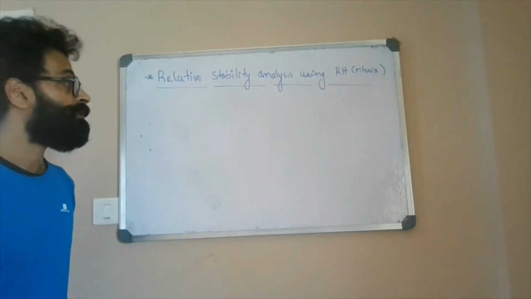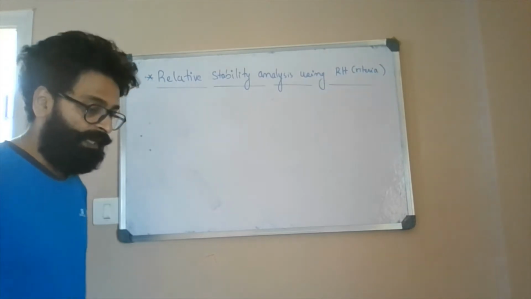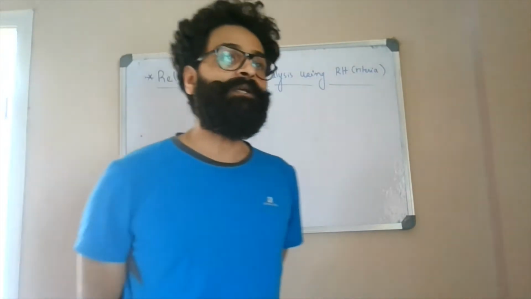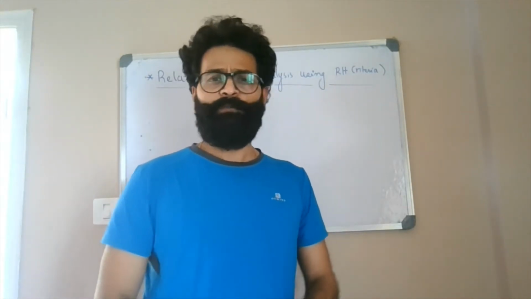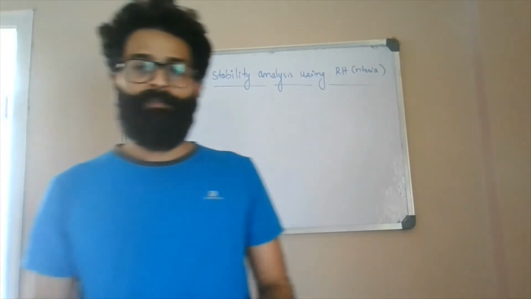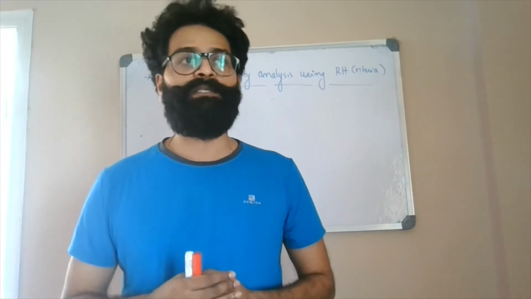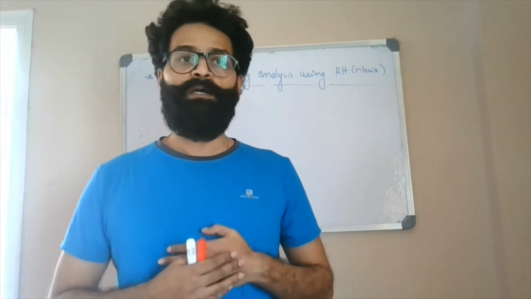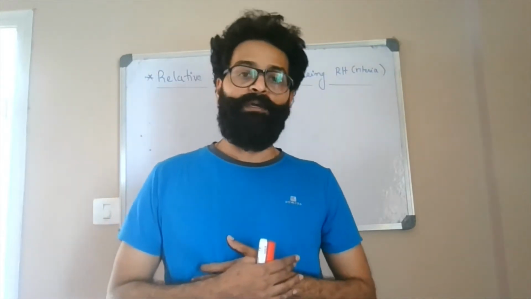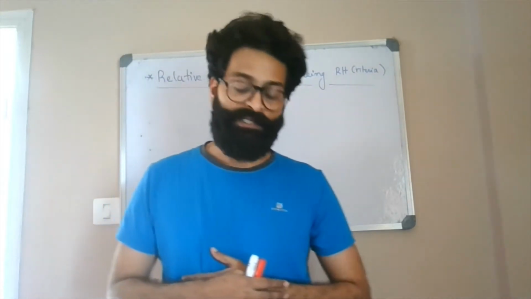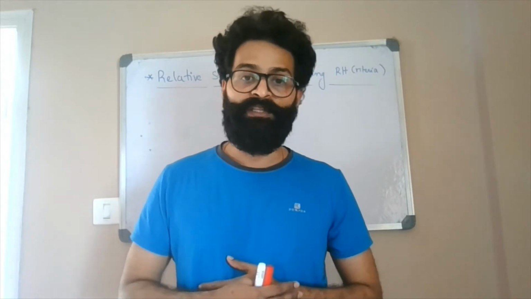Hello everyone. So now let us look at the relative stability analysis using RH criteria. This relative stability analysis is basically on the basis of dominant roots. Dominant roots are those roots which are lying closer to the imaginary axis, and the dominant roots affect the transient response by making the system more and more sluggish. That's because the lesser the value of zeta omega n, the greater will be the settling time.